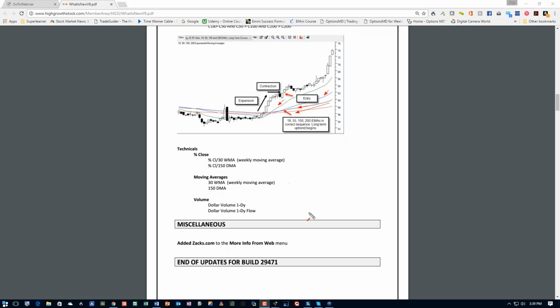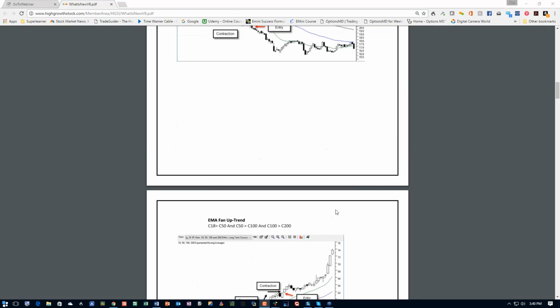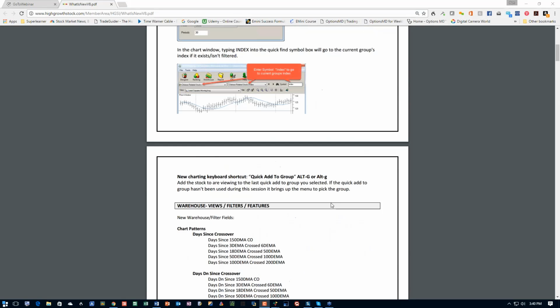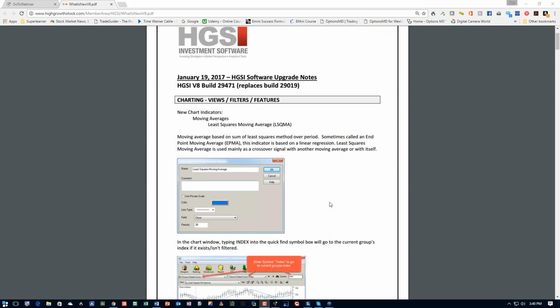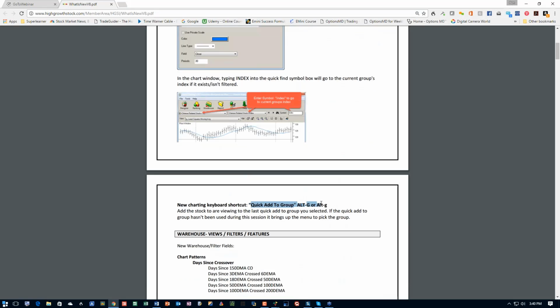Now, some other things that have been added: percent close to the 30-day weekly moving average, percent close to the 150, some other moving averages, and some dollar volume indicators. Zacks has been added to the more info from the web, and one very useful feature that I skipped over up here, if I can find it right here, the quick add to group.